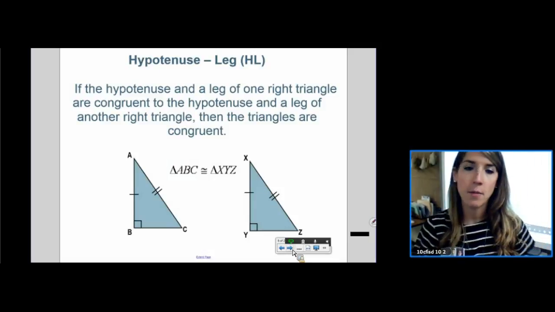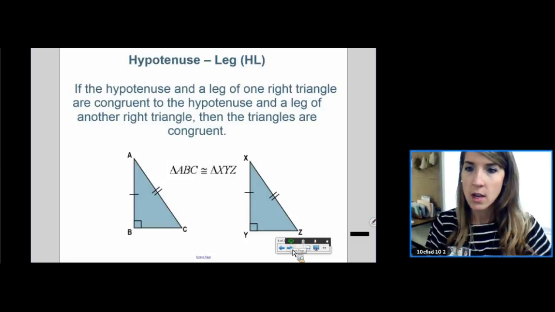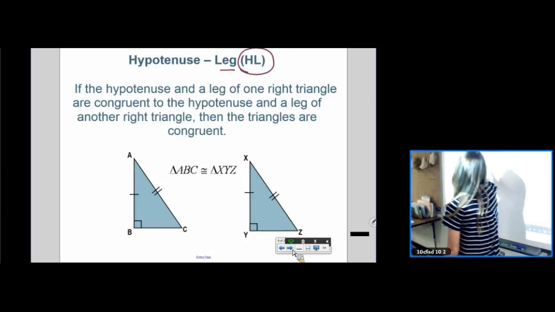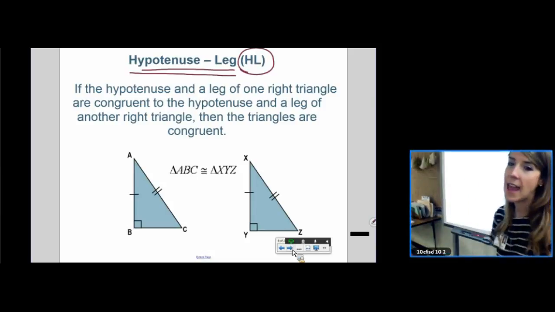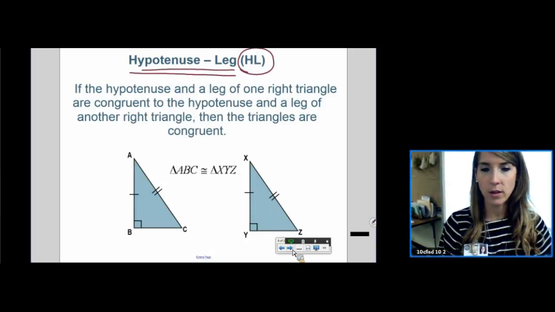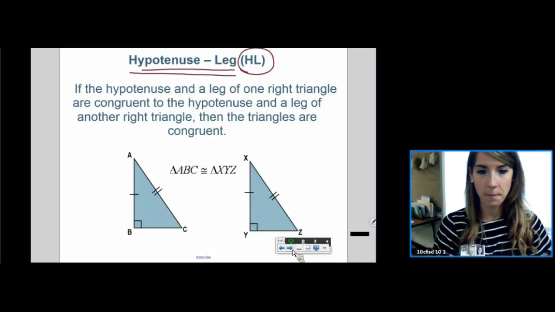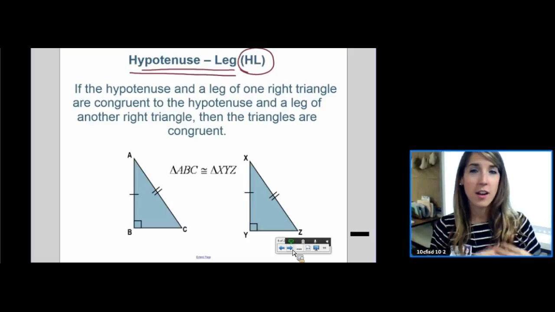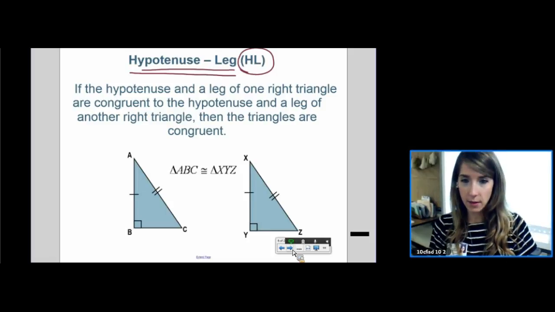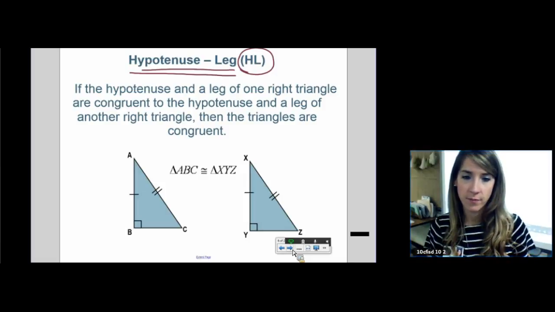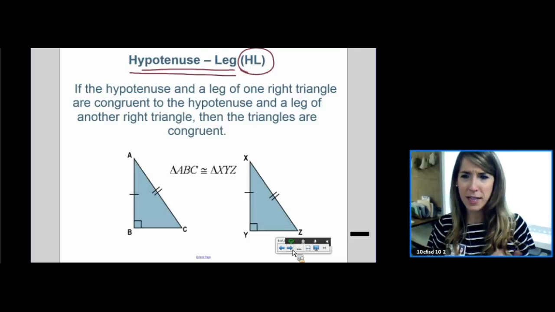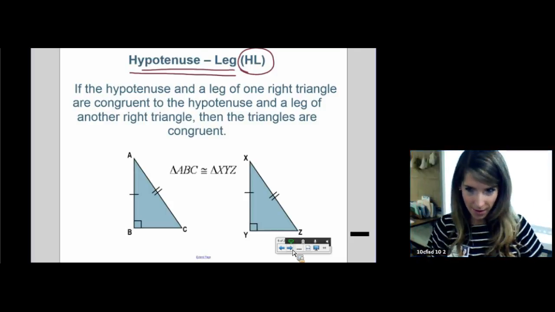This is number 5. Put this in your notes. This is the abbreviation, HL. This is the name, hypotenuse leg. And then there's a picture for you, and I'll talk more about it once you write it down. So if the hypotenuse and leg of one right triangle are congruent to the hypotenuse and leg of another right triangle, then you're done. The triangles are congruent. So we have all these side, side, side, side, angle, angle, angle, side, and then this random hypotenuse leg, HL.